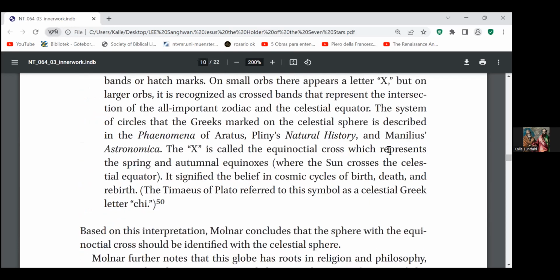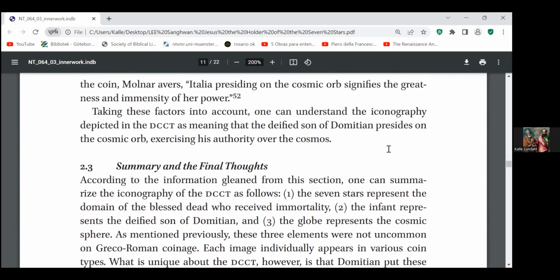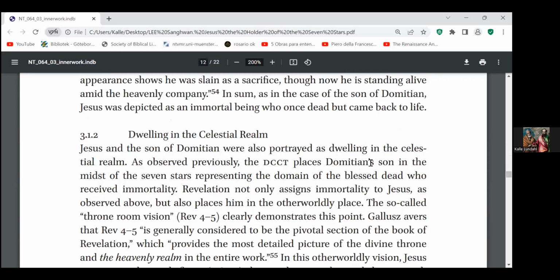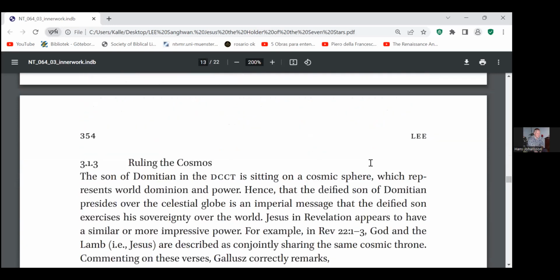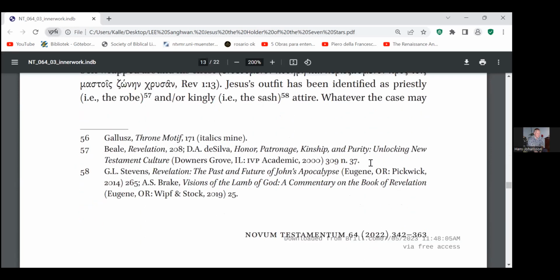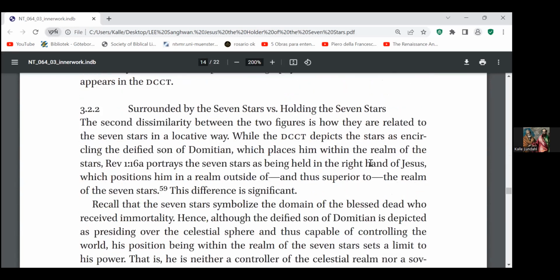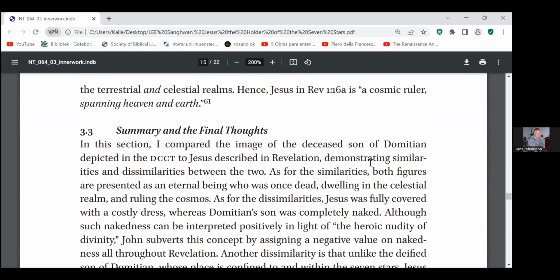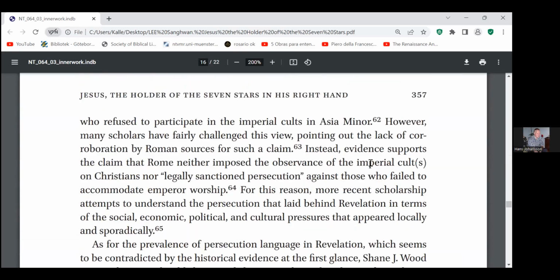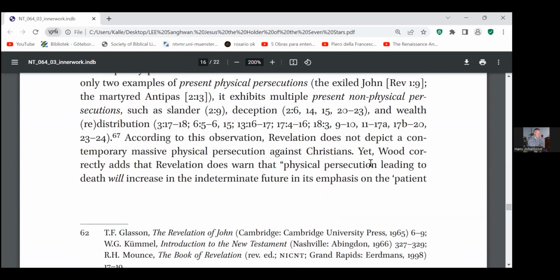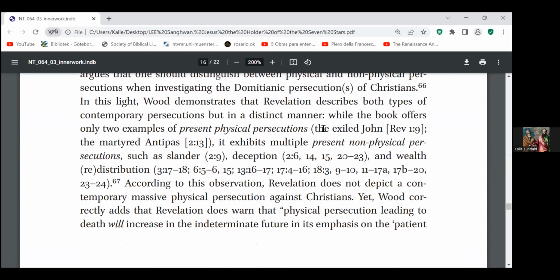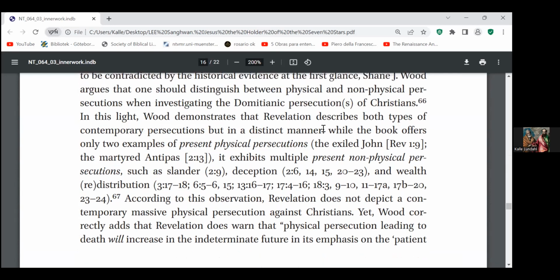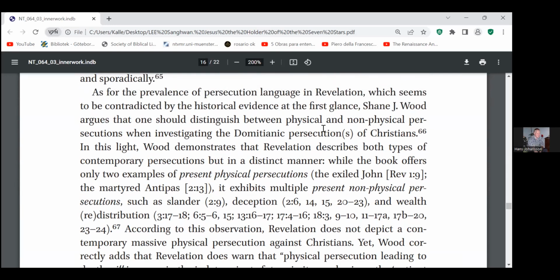We could also comment on the persecution. You already mentioned that, on page 15 or so. I thought it was interesting that this non-physical persecution came up, since it's a very modern idea that there is a persecution that is physical and one that is psychological. Slander, deception, and wealth redistribution are mentioned as the non-physical persecutions.